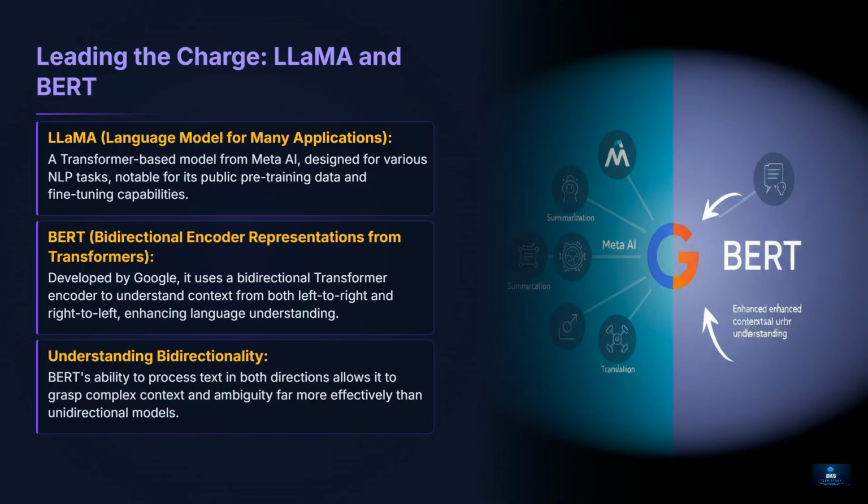Continuing our exploration of leading models, we have Llama, a versatile transformer from Meta AI, adaptable for a wide range of NLP tasks. Then there's BERT from Google, which introduced bidirectional processing. Its ability to look at words from both ends of a sentence fundamentally changed how AI understands context and ambiguity.